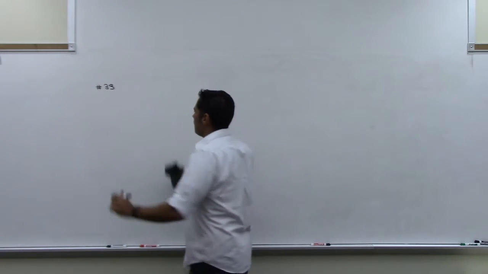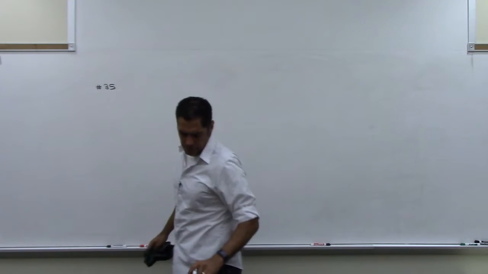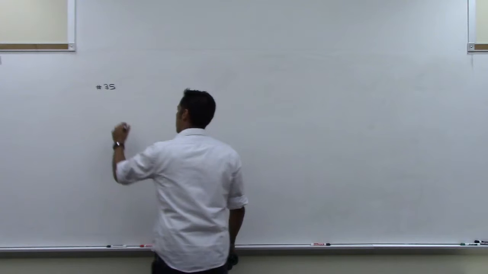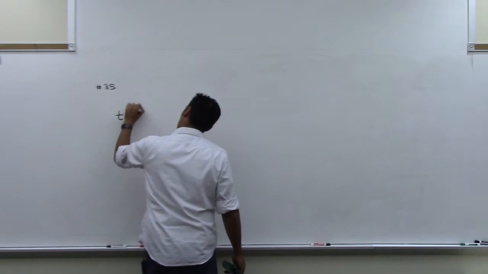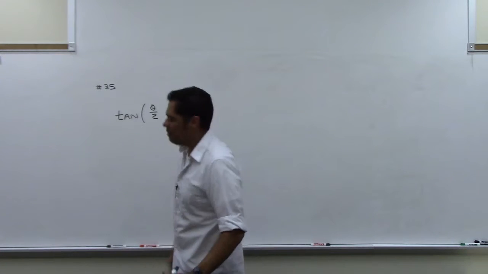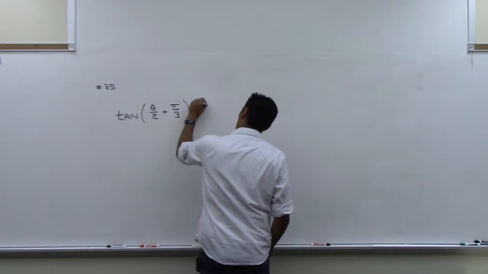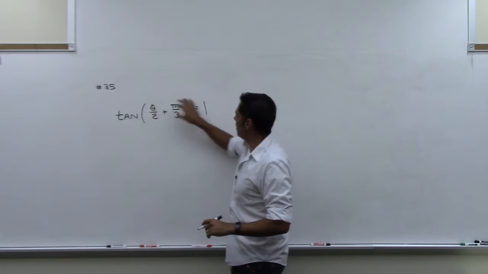Number 35. Tangent of theta over 2 plus pi over 3 equals 1. Okay, so we have tangent of something is 1.